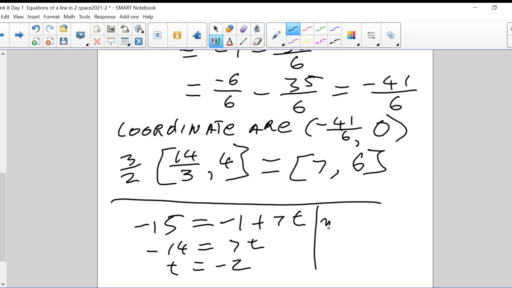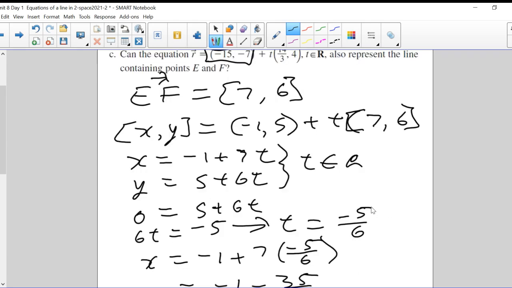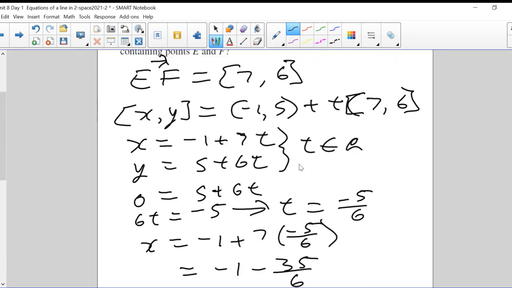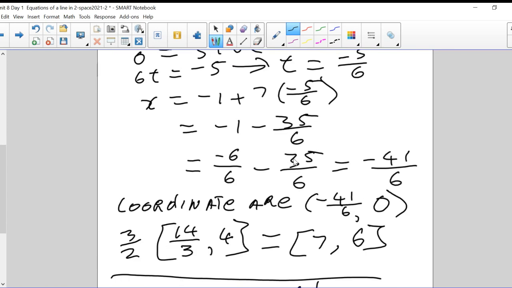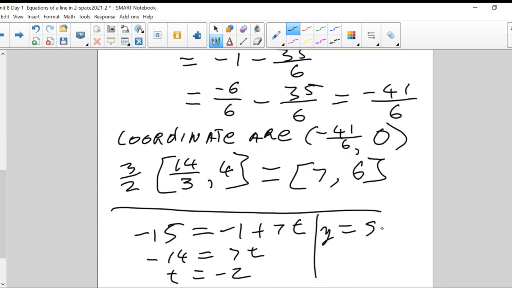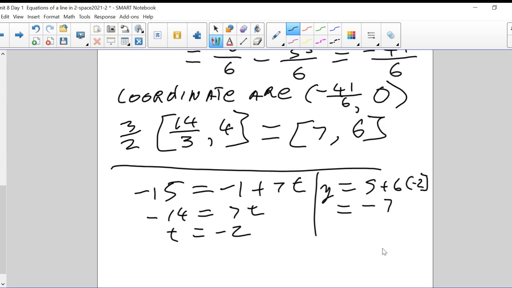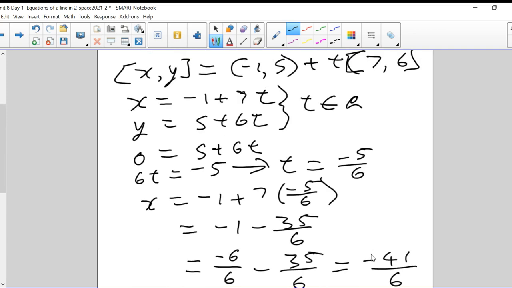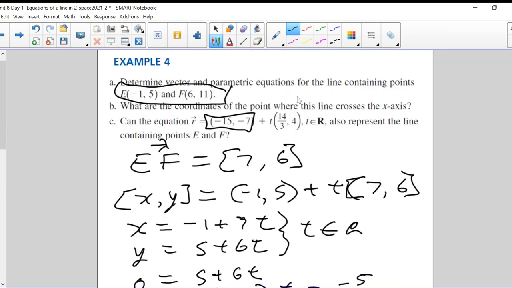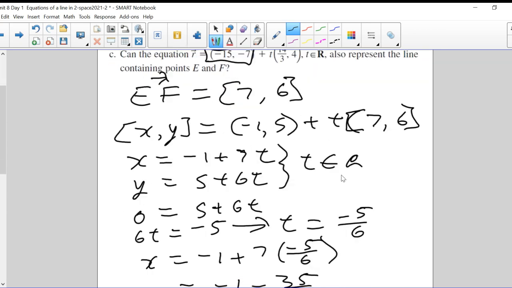So that means that at that point, my y should be equal to, here's my parametric form, 5 plus 6t. So 5 plus 6 times minus 2 is equal to minus 12 plus 5, which is minus 7. Okay, so let's see now. Going back and looking at that point, it looks like minus 15, minus 7 definitely is on that line.